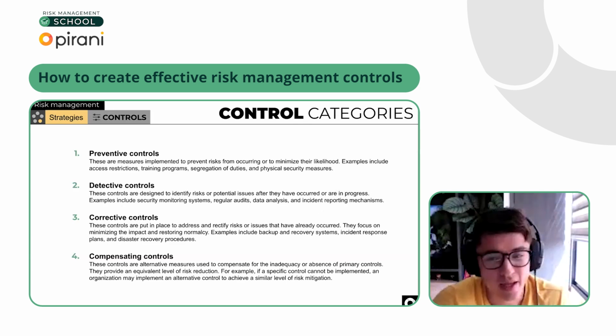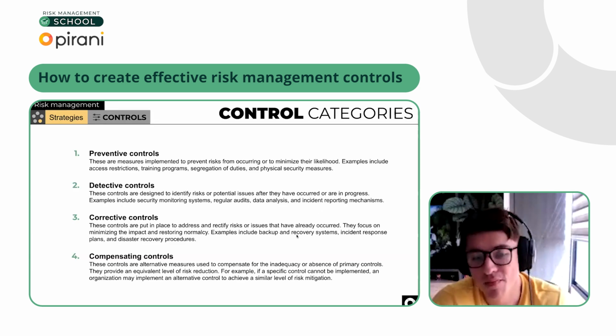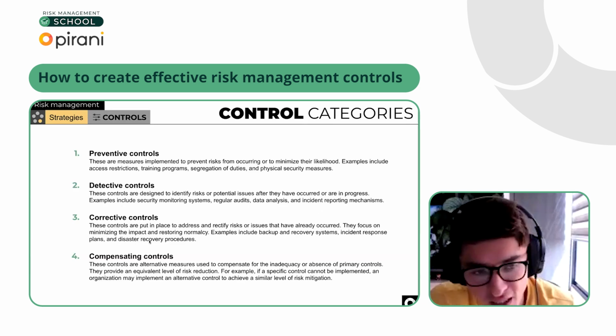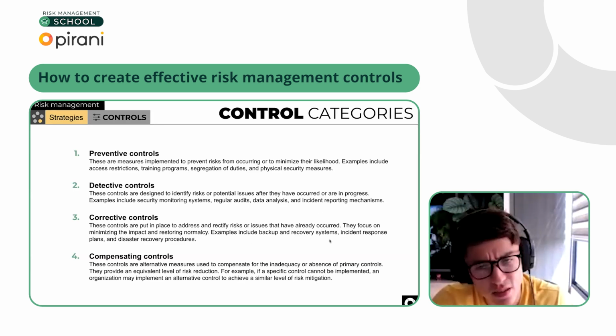You can also have corrective controls. These controls are put in place to address and rectify risks or issues that have already occurred. They focus on minimizing the impact and restoring normalcy. Examples include backup and recovery systems, incident response plans, and disaster recovery procedures.